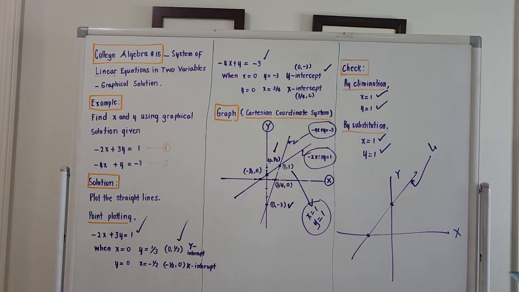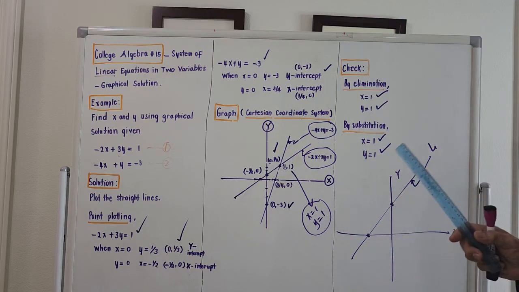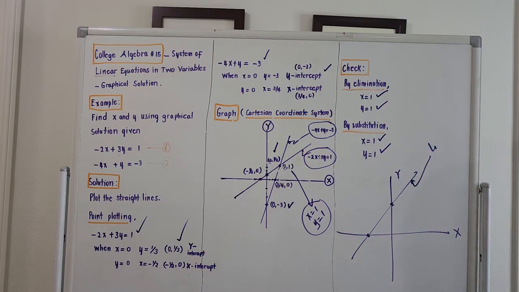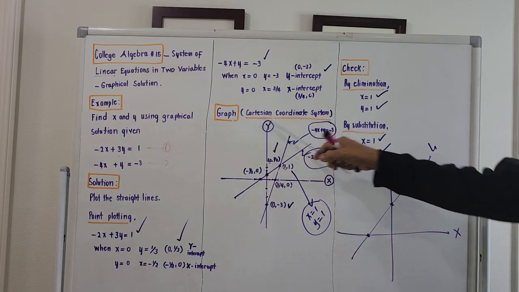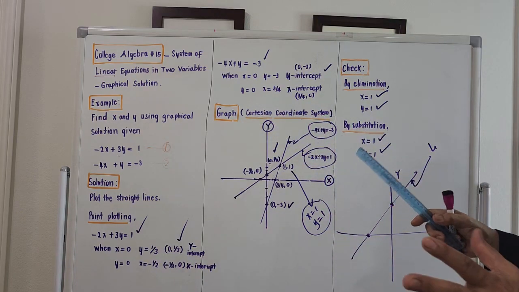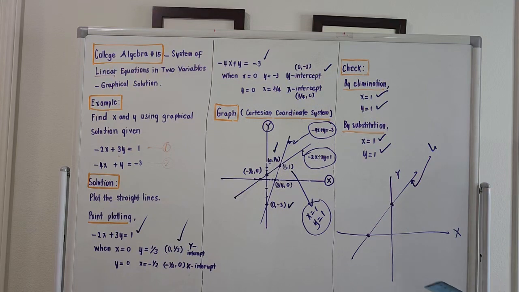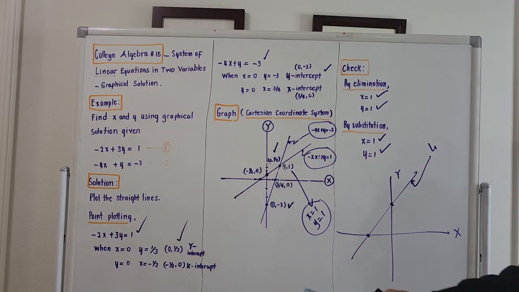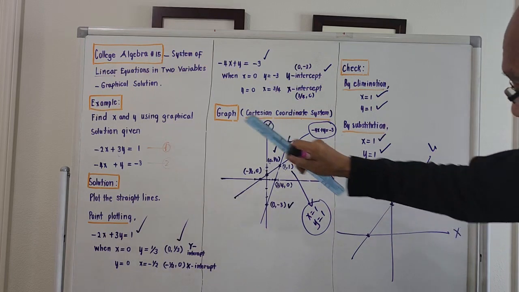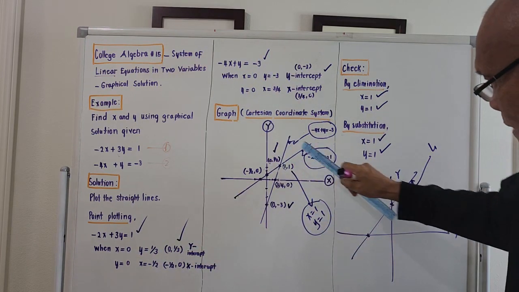So the topic for this morning is the graphical solution. We don't recommend the graphical solution because if the values of x and y are not accurate enough to be seen on the Cartesian coordinate system, we could not visualize the correct answer. To confirm the validity of our answer, we solve it by elimination and by substitution. But at least we could visualize that the solution for this given example is 1 and 1.